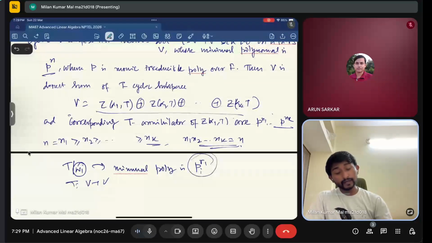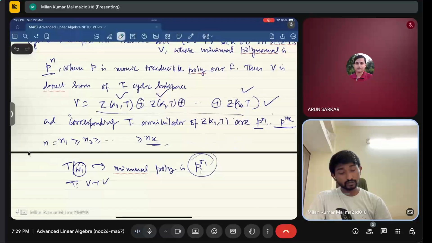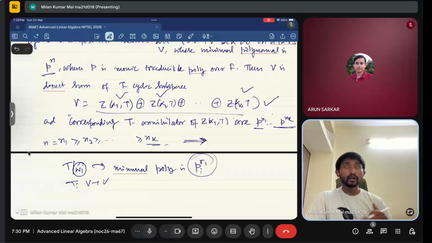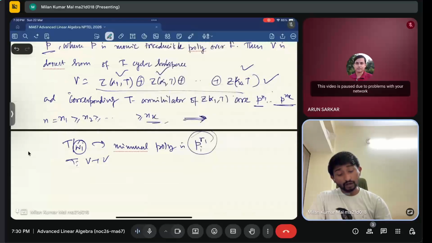Then we will have a decomposition of the vector space V such that the corresponding T-cyclic subspaces have annihilators p to the power n1, and so on up to p to the power nk. Sorry, here I have written it a little low. This is not correct, this is something different. This will correspond to the algebraic multiplicity, but I'm not going to discuss that. The point is that you can decompose this way, and the annihilators look like this.